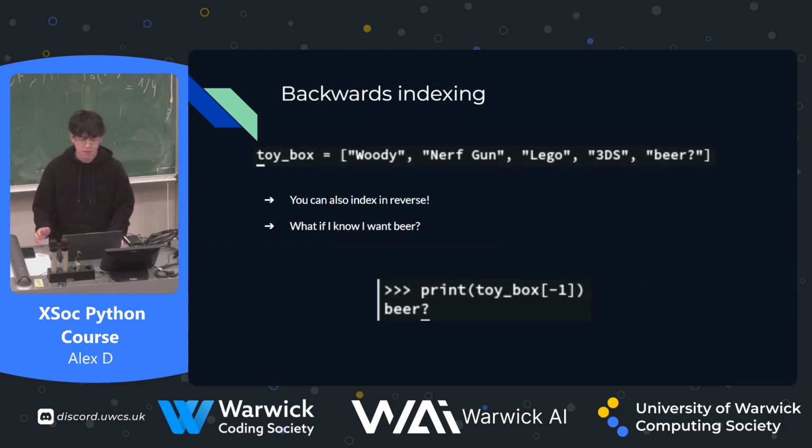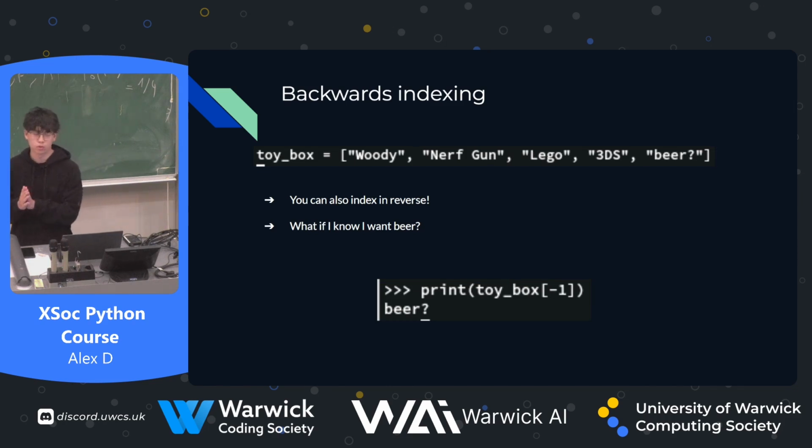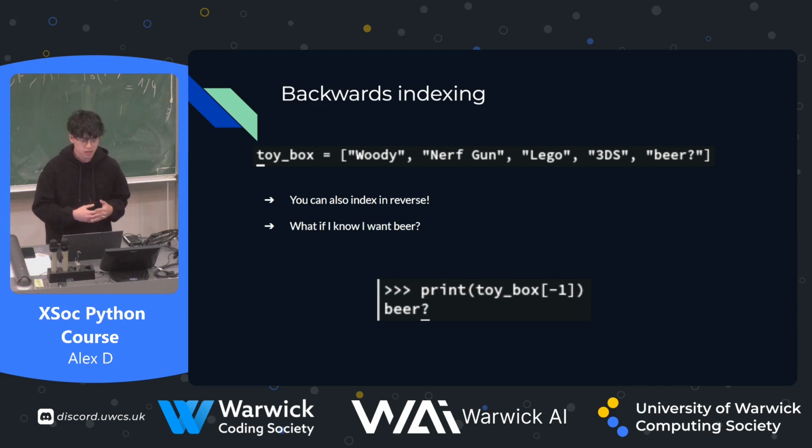One cool thing about Python is you can also index from the back of a list. Where usually you'd go up in increments of 1, so you'd start with 0, then you go to 1, then 2, then 3, to go forwards, to go backwards, you just need to use negative indexes. For example, we can run print toy box and then -1 to get the final element from the list, and that will just be bare.